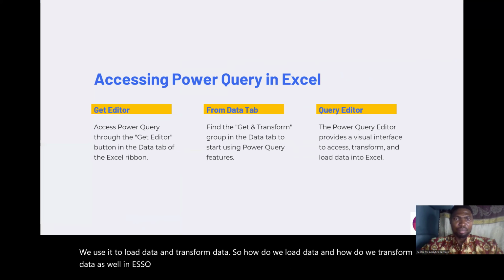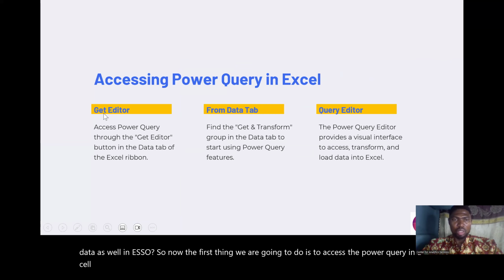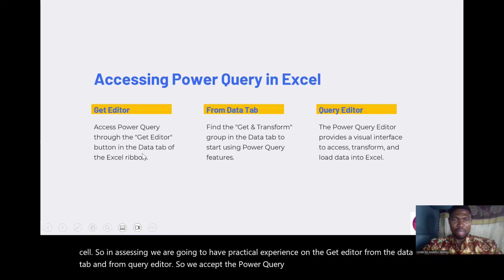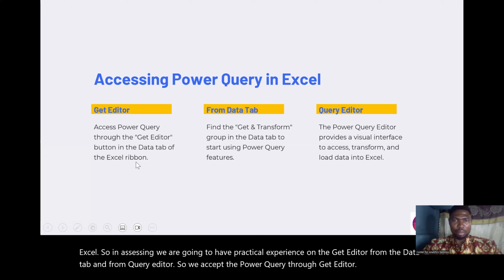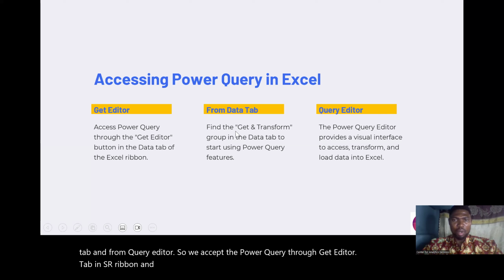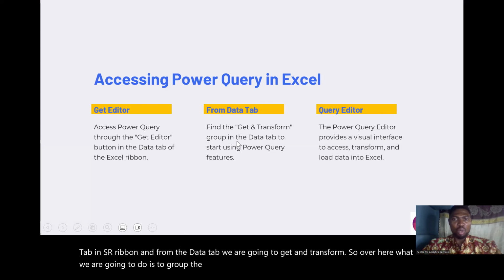So now, the first thing we are going to do is to access the Power Query in Excel. So in accessing, we are going to have practical experience on the Get Data button from the Data tab and from the Query Editor. So we access the Power Query through the Get Data button in the Data tab in the Excel Ribbon. And from the Data tab, we are going to get and transform. So over here, what we are going to do is go to the Data tab and start using Power Query.